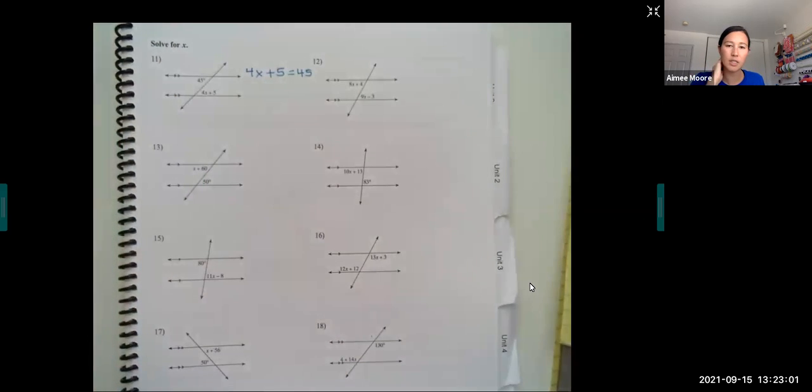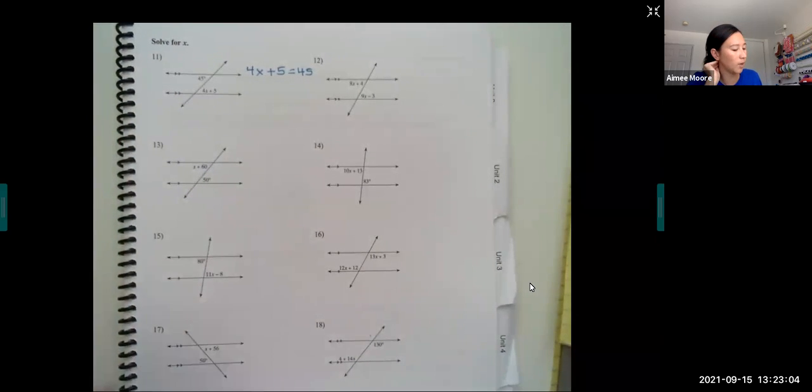So for number 11, again, these are alternate interior angles, so we know that they're equal to one another. So we get 4x plus 5 equals 45. We're just setting those 2 angles equal to each other so we can solve for x. We subtract 5 from both sides. 4x equals 45 minus 5, which is 40. Divide both sides by 4, and x equals 10.